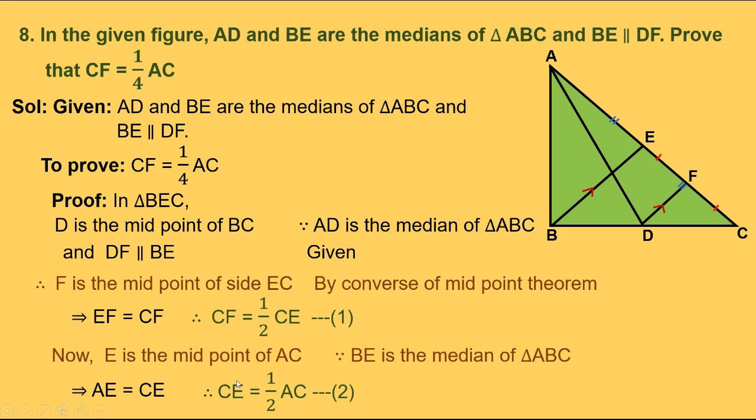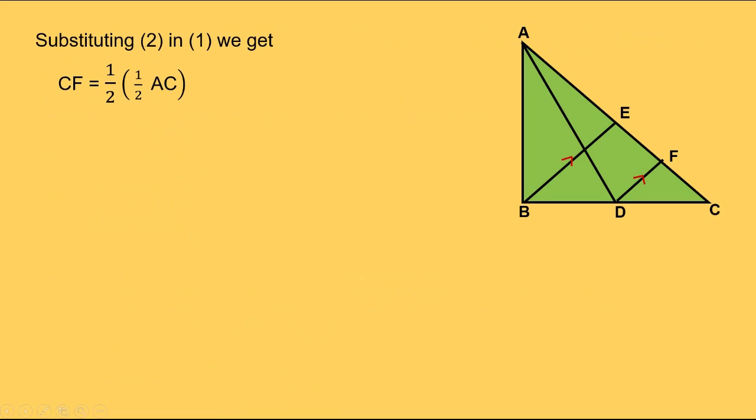So substituting equation 2 in 1, we get CF is equal to half into half of AC. Therefore, CF is equal to 1 into 1 is 1, 2 into 2 is 4. So 1 by 4 into AC. So that is CF is equal to 1 by 4 into AC. Hence solved. Now let's solve one more problem.